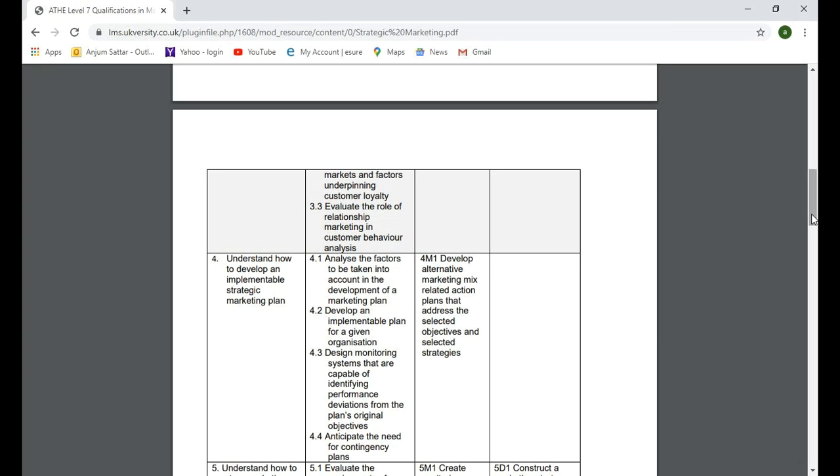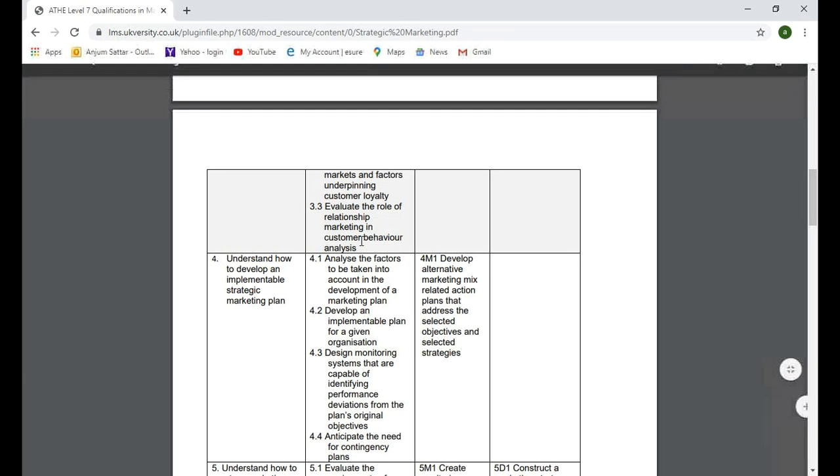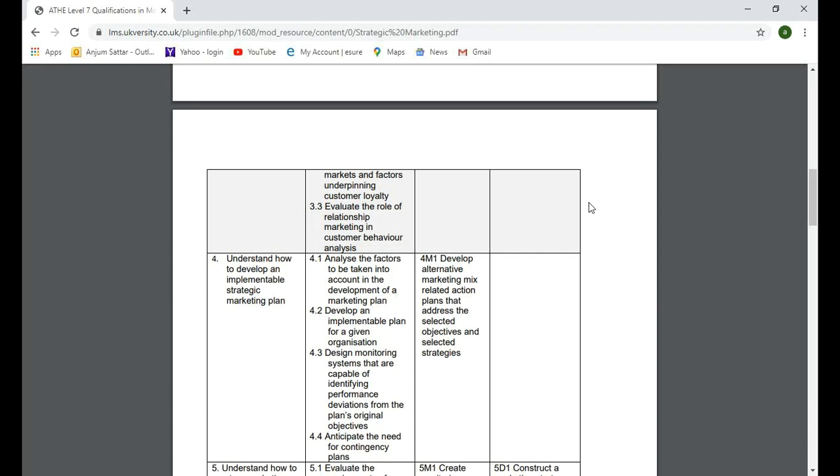Loyalty helps to reduce the cost. So the Pareto rule 80-20: 20% of customers give 80% of sales, and 80% of customers give 20% of sales. All this we discussed during our lesson 3.